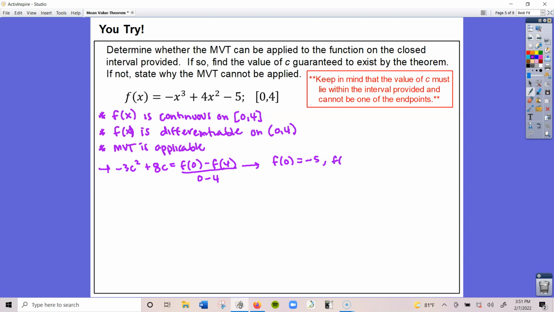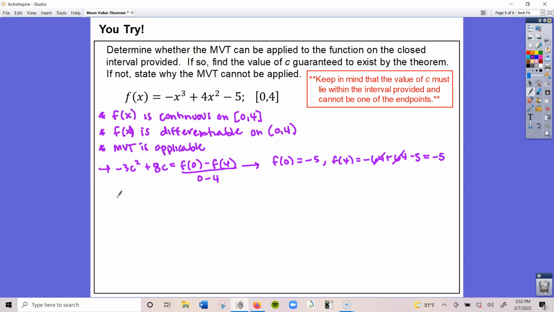Then if I do f of 4, 4 to the third is 4 times 4, so 16, times the third 4 is 64, and then we have the negative, so negative 64, plus 4 squared, which is 16, times 4 is positive 64, minus 5. Negative 64 plus 64 would cancel, so we're left with negative 5.